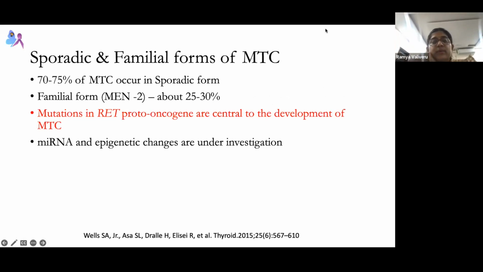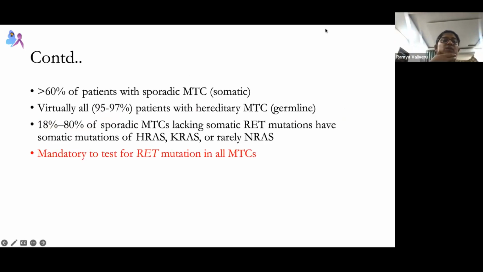There are sporadic and familial forms of MTC. About 70-75% are sporadic, and familial is about 30%. We all know that mutations in the RET oncogene are central to the development of MTC. Currently, miRNA, epigenetic changes, and other genes like RAS are also under investigation. More than 60% of patients with sporadic MTC have somatic RET mutations. So not only germline, even sporadic ones also have somatic mutations. And virtually all patients with hereditary MTC have germline RET mutation.